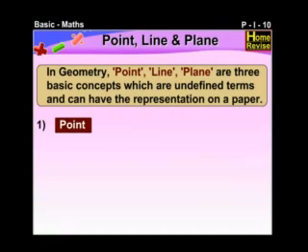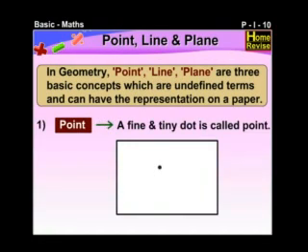First, point. A fine and tiny dot is called a point. The points A, B and C are shown in the figure.